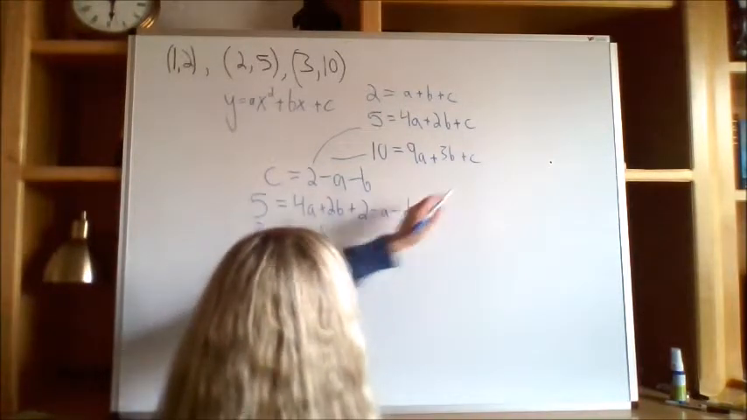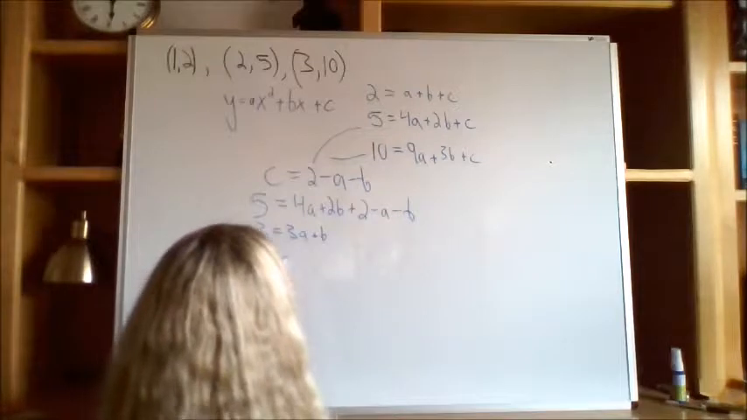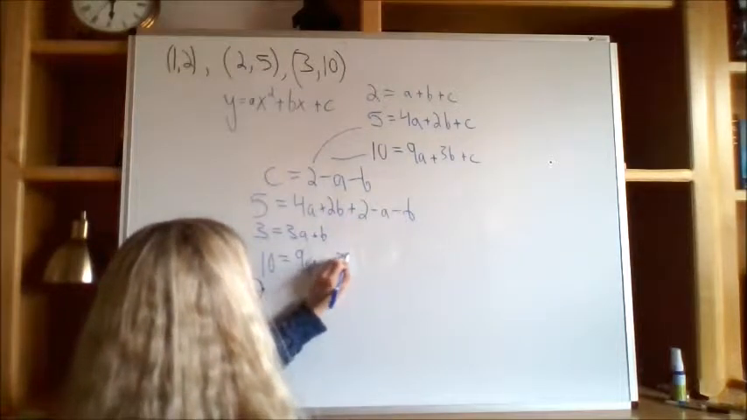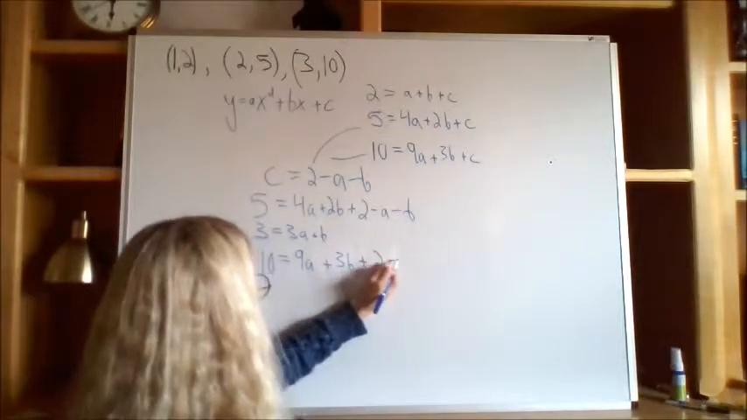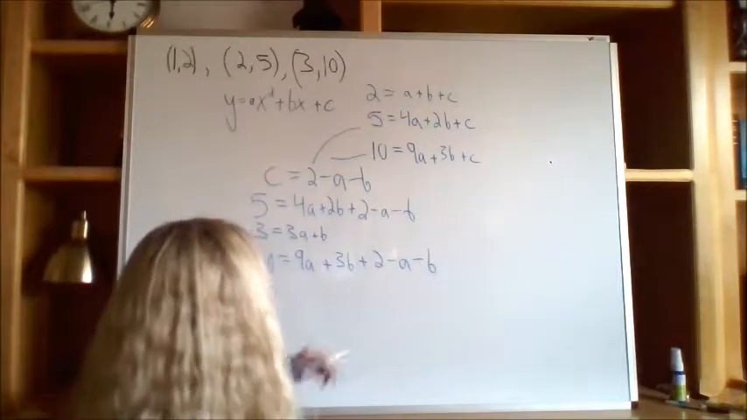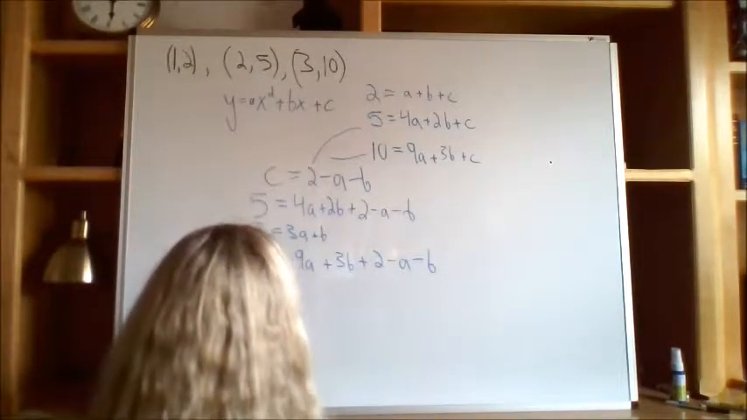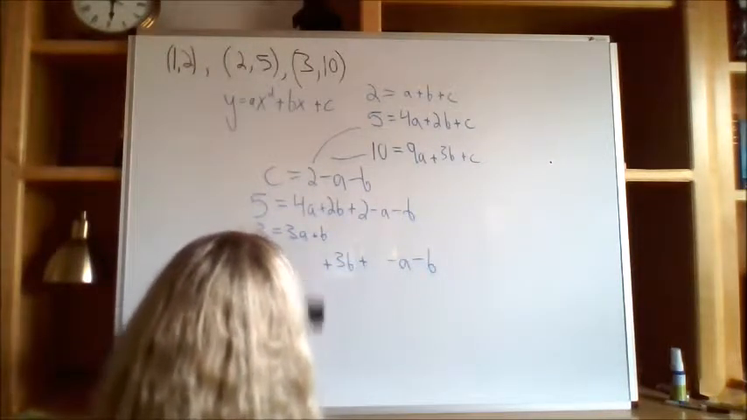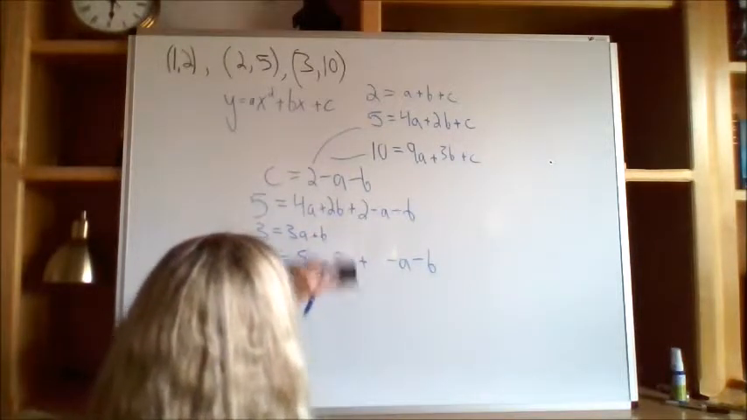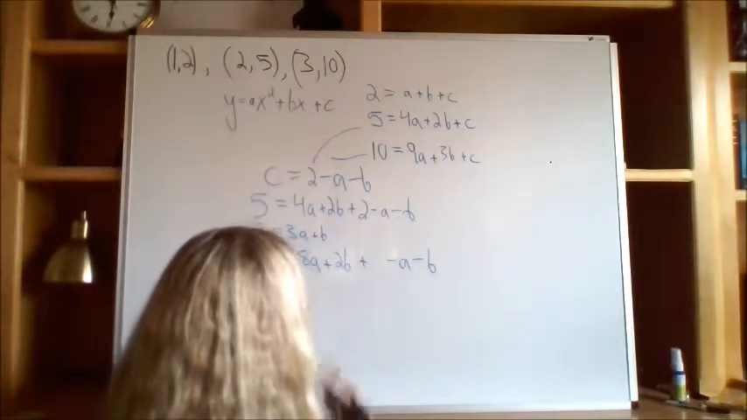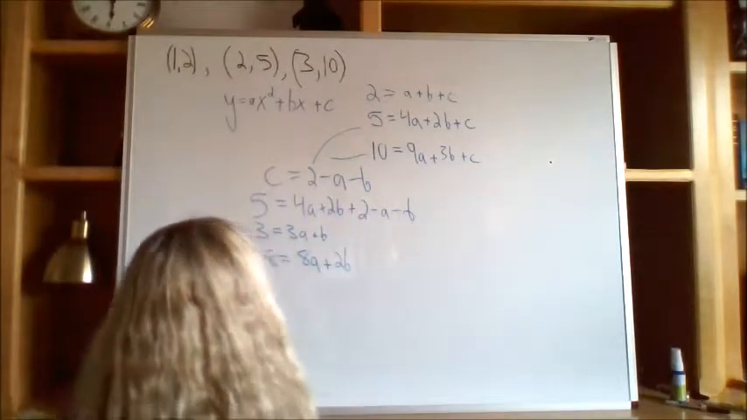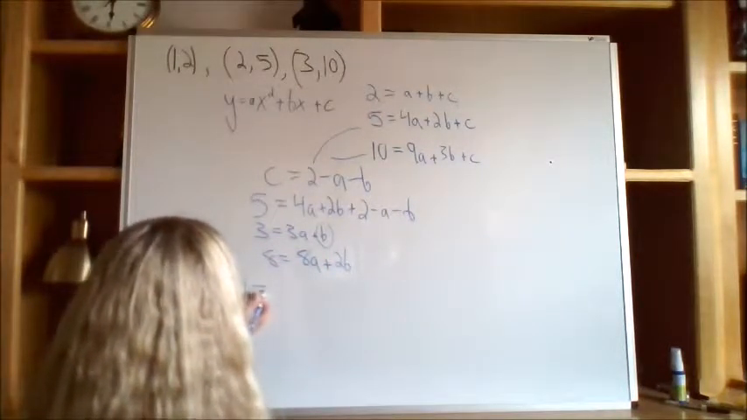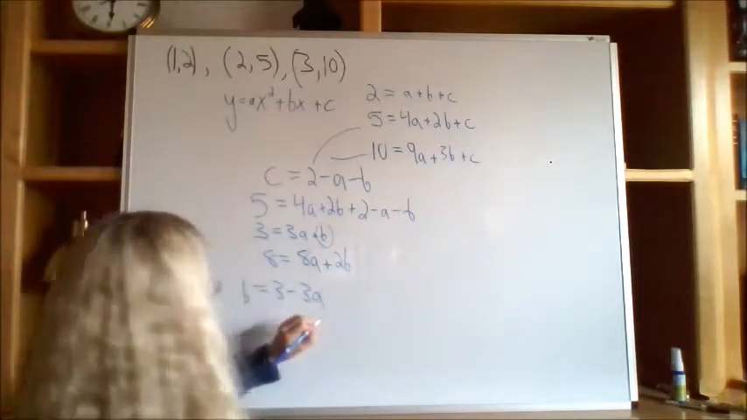And then plugging into this formula, we get 10 equals 9a plus 3b plus 2 minus a minus b. So if we simplify this, we get 8 equals 8a plus 2b. So now we can solve for b here and get b equals 3 minus 3a.